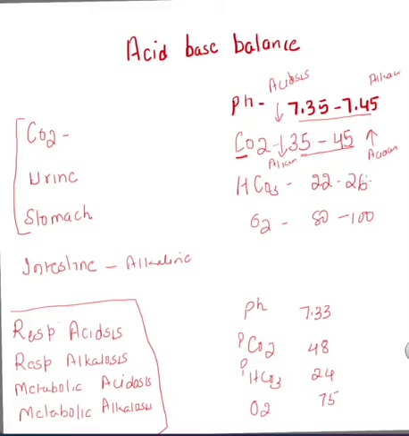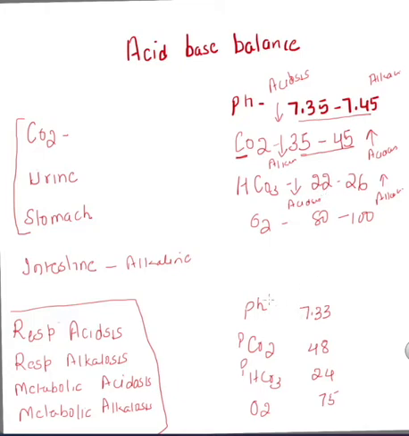The bicarb. Bicarb is actually a base. So if the number goes above 26, it causes alkalosis. If the number goes below 22, it causes acidosis. So we need a certain amount of bicarb to prevent our body going into acidosis. That number is between 22 to 26. If it goes high, it causes alkalosis. If it goes below, it causes acidosis.